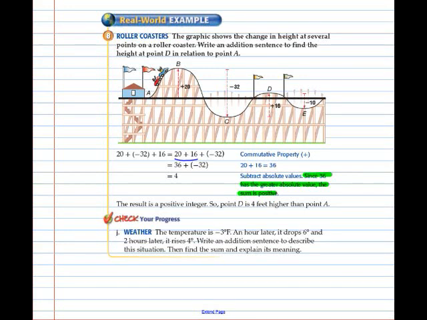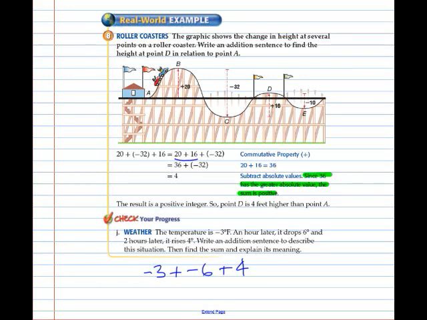The temperature is negative 3 degrees Fahrenheit. It drops 6 degrees, and 2 hours later it rises 4 degrees. Write an addition sentence to describe the situation, then find the sum and explain its meaning.